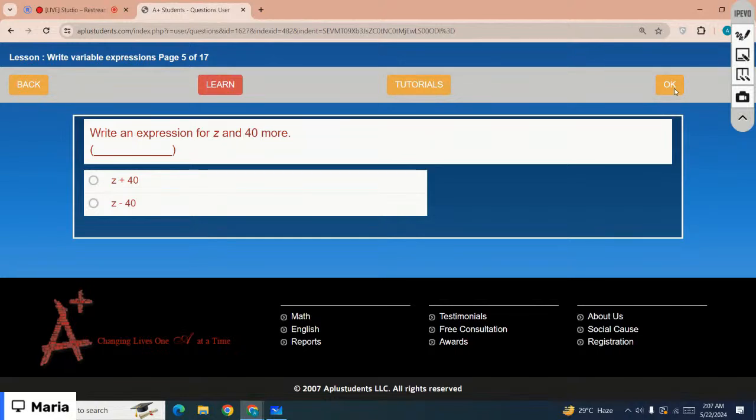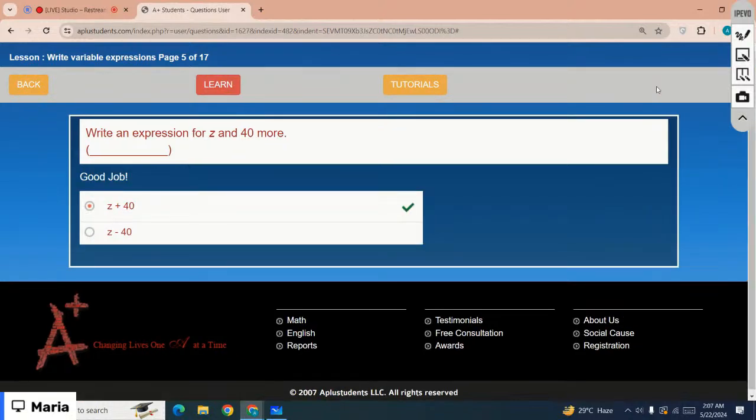Write an expression for z and 40 more. So which is the correct option? The correct option is you have to add, right? Yes, that is z plus 40 is the correct option. Option number 1 is the correct option.